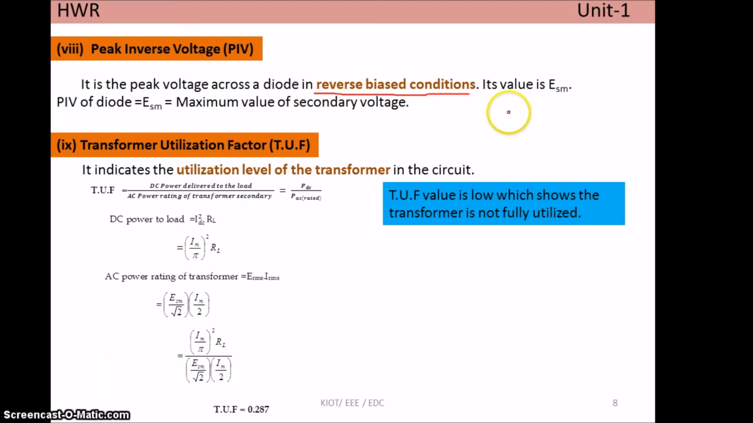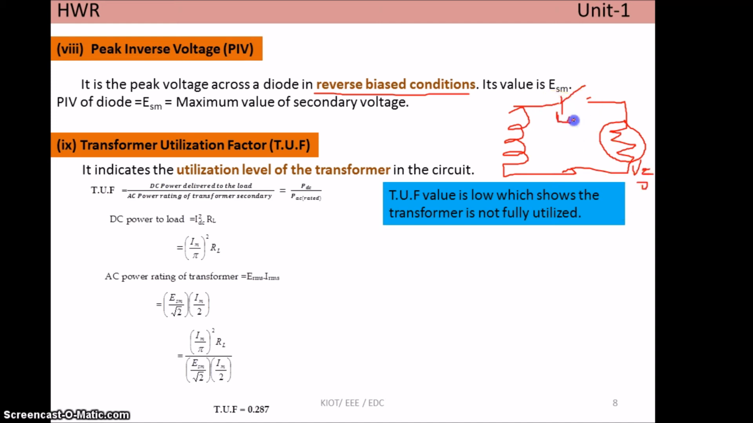So in the reverse bias condition, what is happening? This is the transformer secondary, and here is the diode. This diode is open, and here the load resistance RL will be there. When the diode is open, will current be flowing here? No current is flowing. So what will be the drop across RL? Since current equals 0, the voltage drop across RL will also be equivalent to 0.